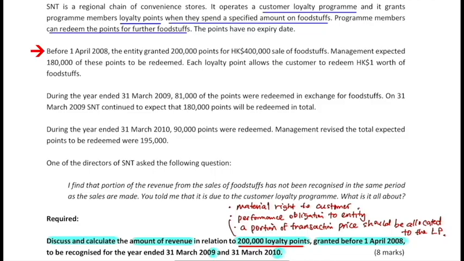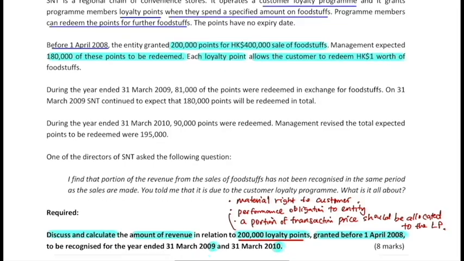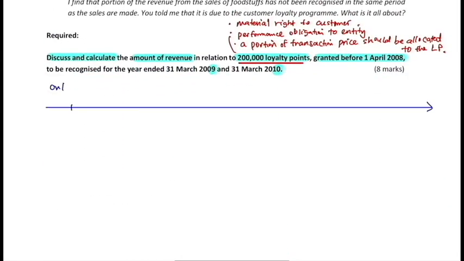Before April 2008, the company granted 200,000 points for $400,000 sales of goods and services. The management expected 180,000 points to be redeemed. Each loyalty point allowed the customer to redeem $1 worth of goods or services in the future. On or before 1st April 2008, the company received cash of $400,000. This $400,000 is the transaction price.